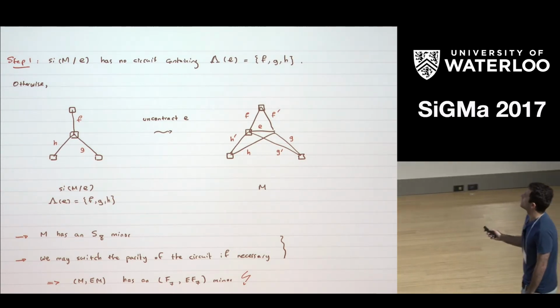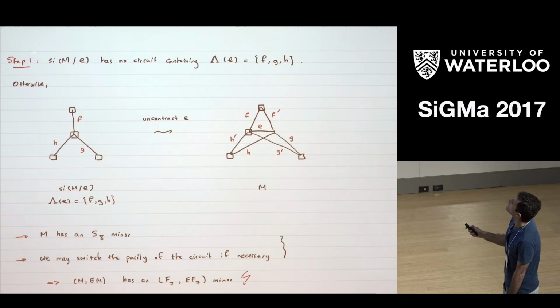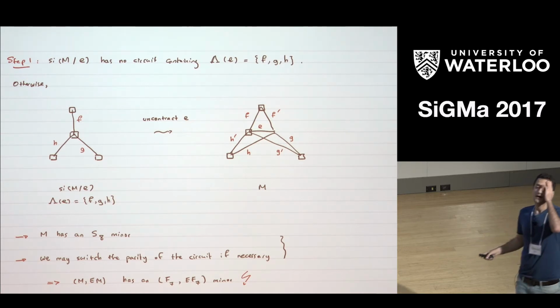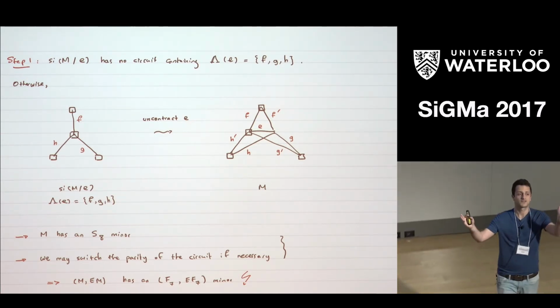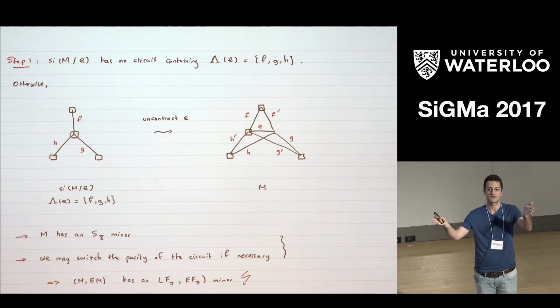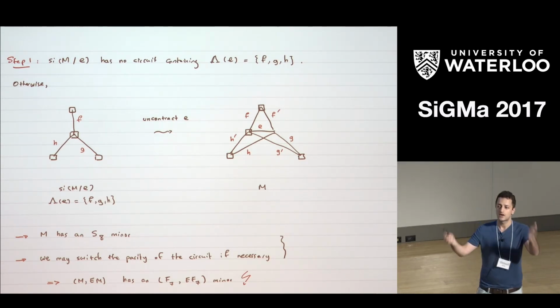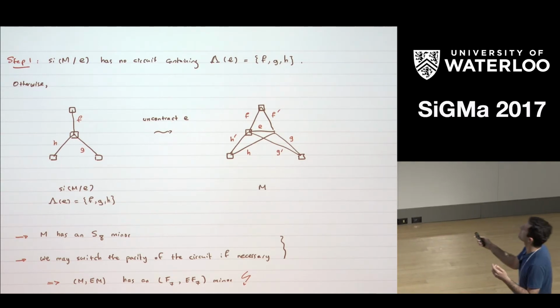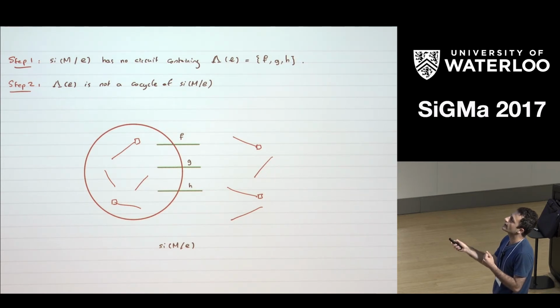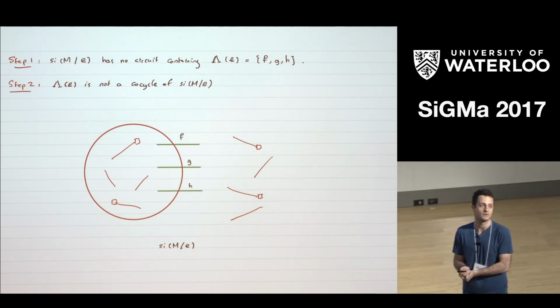Okay? So we may assume that the simplification of M contract E has no circuit containing F, G, H. Now let's think about this. We have 3 elements in our binary matroid, and there's no circuit going through them. Why is that? One simple reason is that the 3 elements form a cocycle. If they form a cocycle, you cannot have a circuit going through them because cycles and cocycles intersect in an even number of elements.